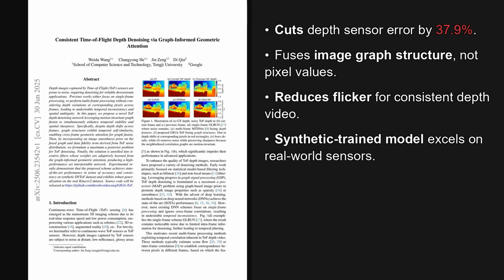I'm Alex, and today we're looking at a paper from the Hugging Face trending list, published on June 30th, 2025, just 2 days ago. This paper introduces a new method for cleaning up noisy depth sensor data that reduces errors by at least 37.9%. The paper is titled, Consistent Time of Flight Depth Denoising via Graph-Informed Geometric Attention. And as we'll see, the results are not just better on paper, they look much cleaner too.